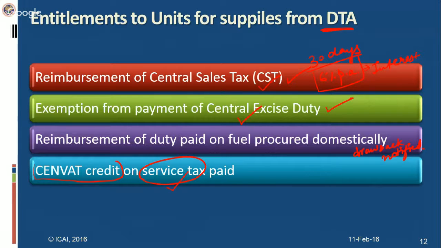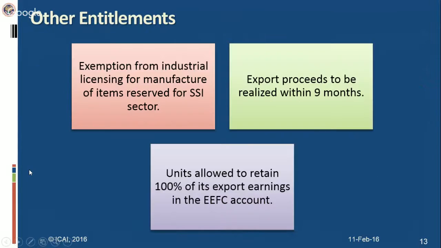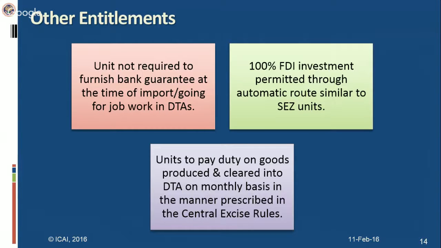These were the major entitlements available to an EOU unit. Besides this, certain other entitlements are also there. The units are exempted from industrial licensing for manufacture of reserved items. So for items reserved for manufacture only in the SSI sector, if the EOU also wishes to manufacture them, it need not obtain industrial licensing. Then export proceeds are to be realized within 9 months. And further, the units have to pay duty on goods produced and cleared into DTA on a monthly basis in the manner prescribed in central excise rules. You know that under central excise rules, the EOU provisions are contained, so those provisions are also applicable.